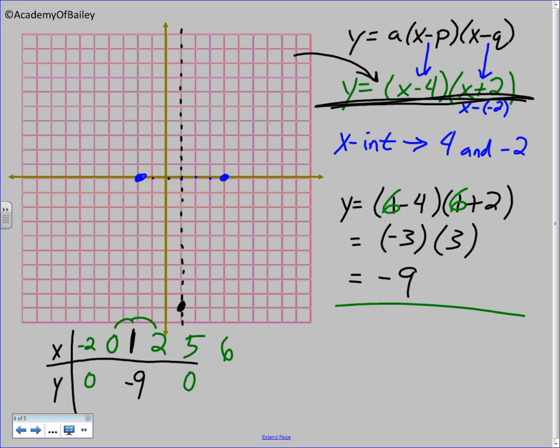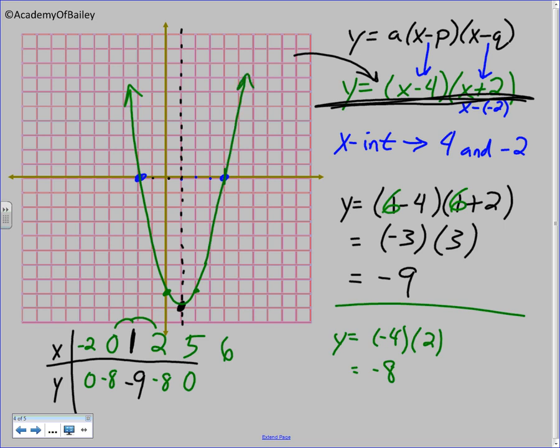So plug 0 in there. Y is equal to 0 minus 4 is -4. 0 plus 2 is 2. It's equal to -8. And 2 must also be -8. And so now let's graph. Whoa. Didn't work out. Let's try it again. Okay. There you go.